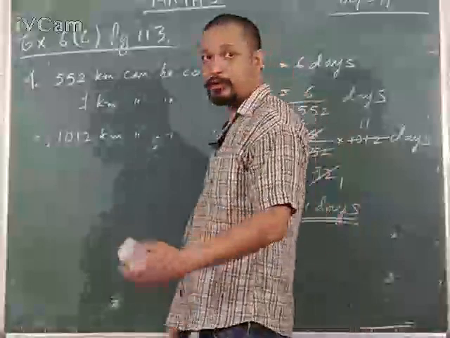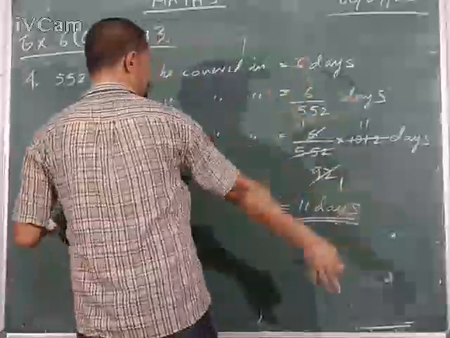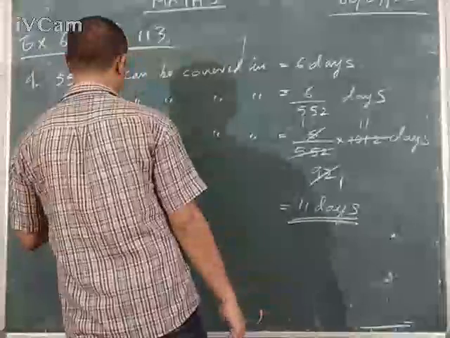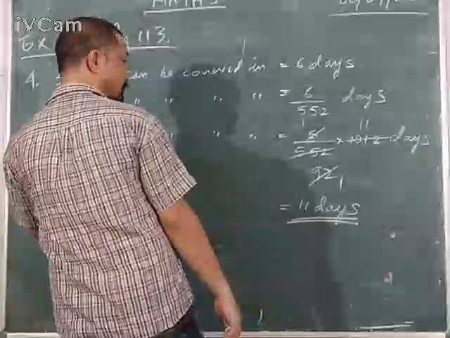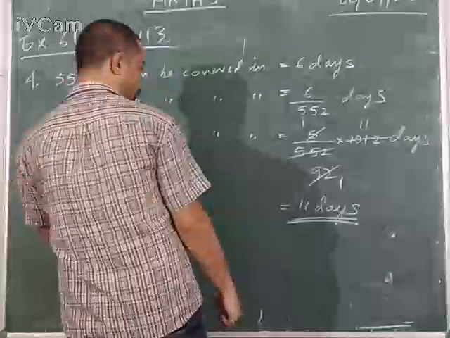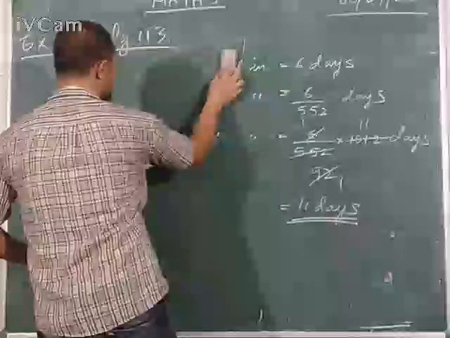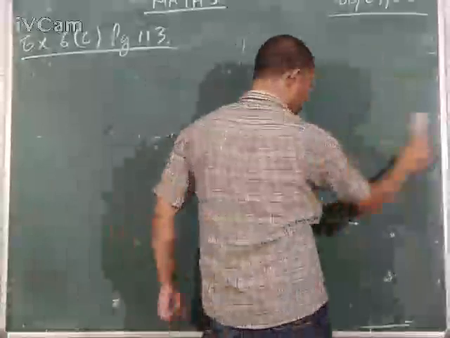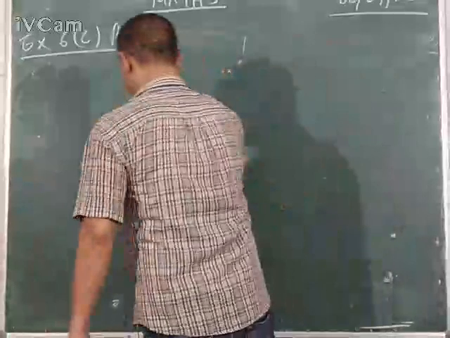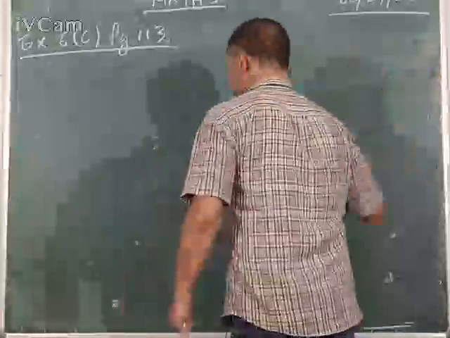I told you, whatever you need to find, keep it on the right hand side. Whatever you know, with the help of which you can find it, that is 552 and 1012, keep it on the left hand side. Last time I might have done a few statements differently, but that doesn't matter, it's just to make it simple. If you follow this method, it will be easier for you.